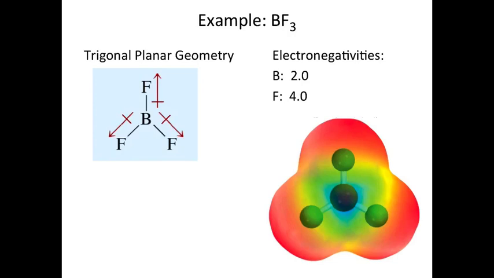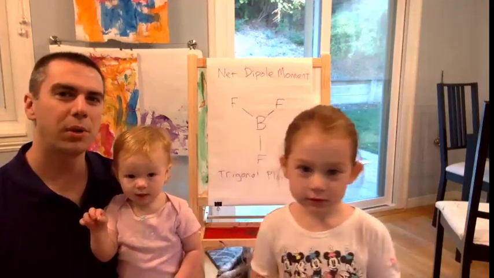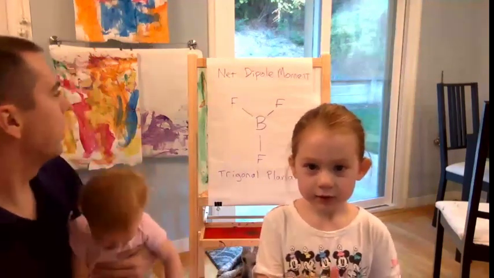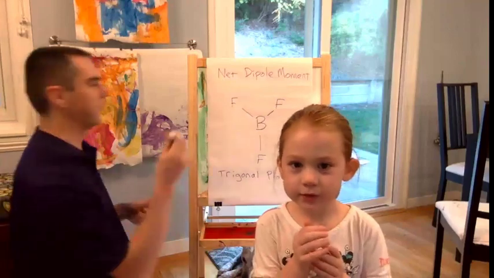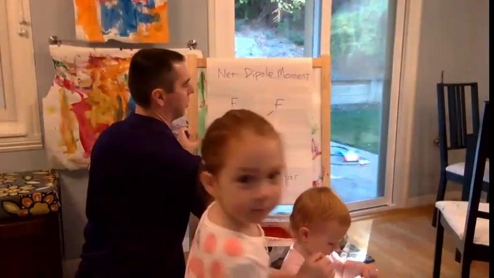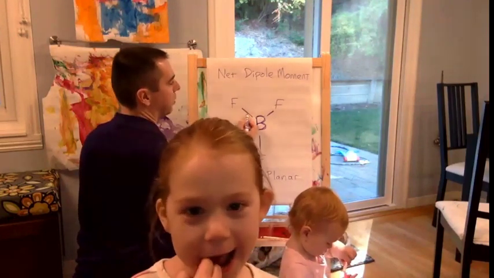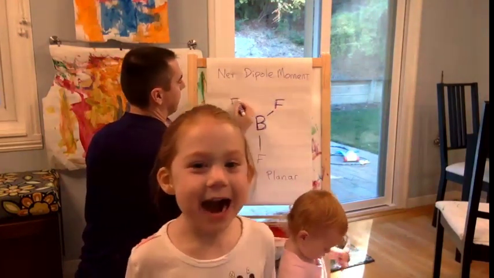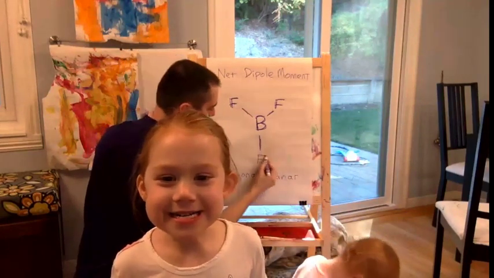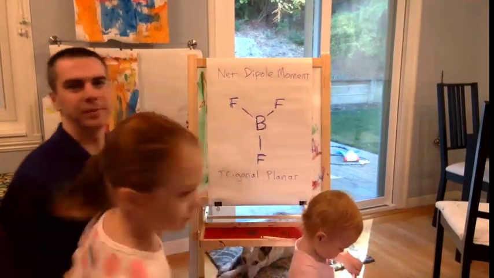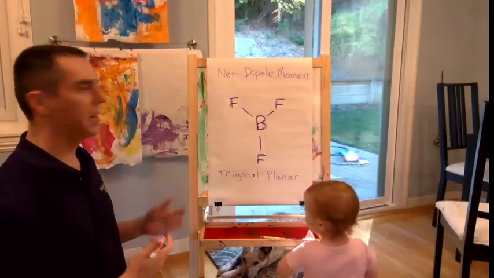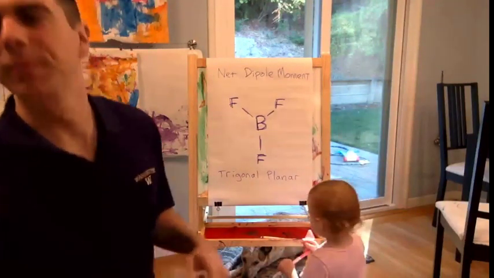So for example, we have boron trifluoride, and who better to help me explain this example than my helpers for the day? In this example, we have boron trifluoride, which, as we have on the whiteboard over here, is a trigonal planar molecule. So you have the boron, and it's bound to 3 fluorine atoms. And we want to figure out the net dipole moment for this molecule.